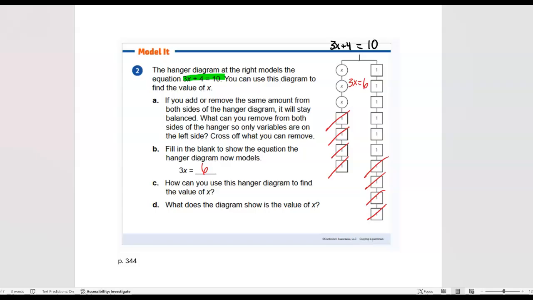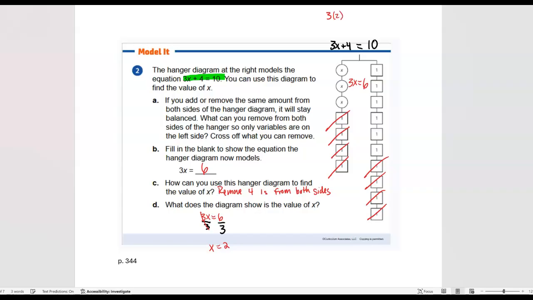So how can I use the hanger diagram to find the value of x this time? Well, first, remove 4 1's from both sides, right? Whatever you do to one side, you must do to the other side. And so therefore, we're left with 3x equals 6. And just like we did in the last one, to undo multiplication, I divide. 3 divided by 3 is 1, so it's just x left over. And 6 divided by 3 is 2. Again, if I plug back in simply just for x. We know x now. X is 2.